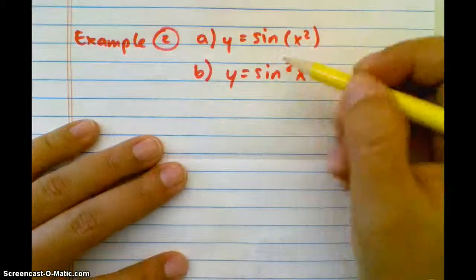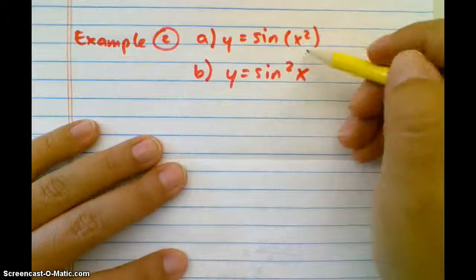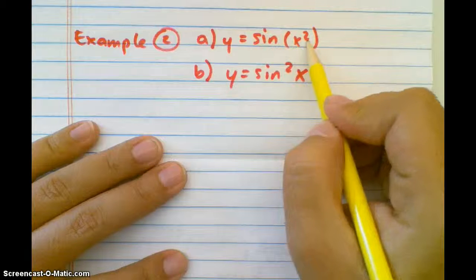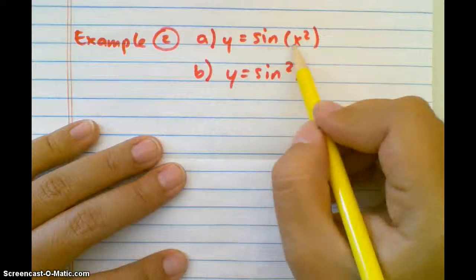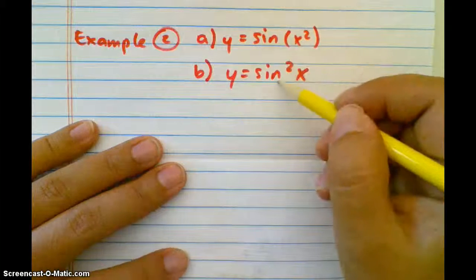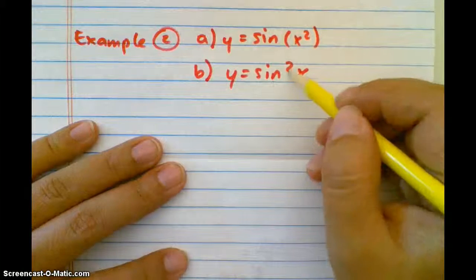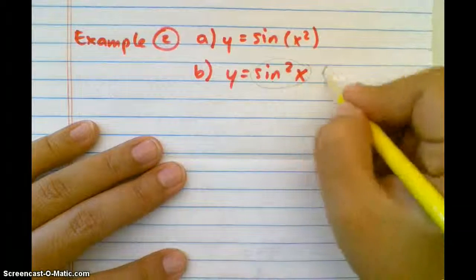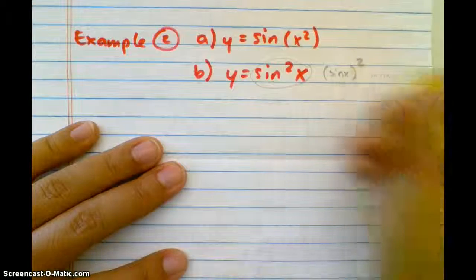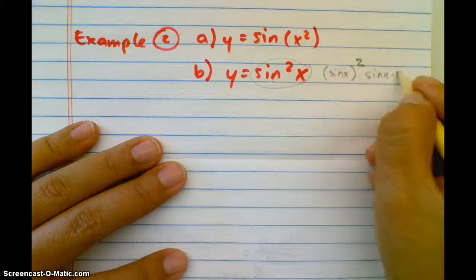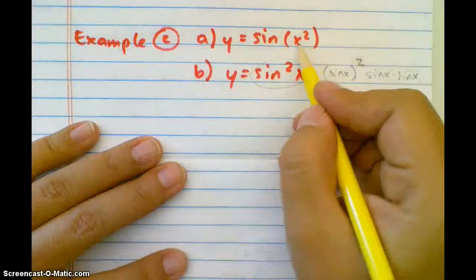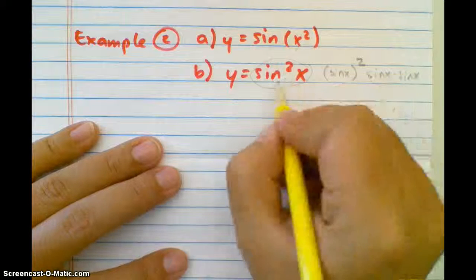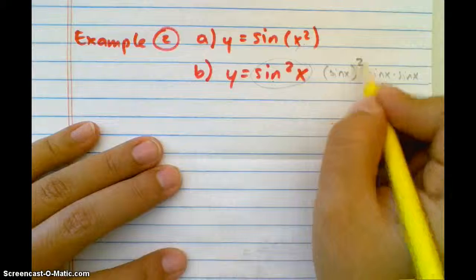Here in example 2, we have 2 exercises, and I want you to compare them. In here, the order matters. x is being squared first, and then I'm going to take the sine of that value, and in here I'm taking the sine of x first, and then I'm squaring it. Although it doesn't seem like it, remember that this is the way of writing sine of x to the second power, which means sine of x times sine of x. So in here, the square is the inside function and the sine is the outer function, and in here the sine function is the inner function and the square is the outer function.